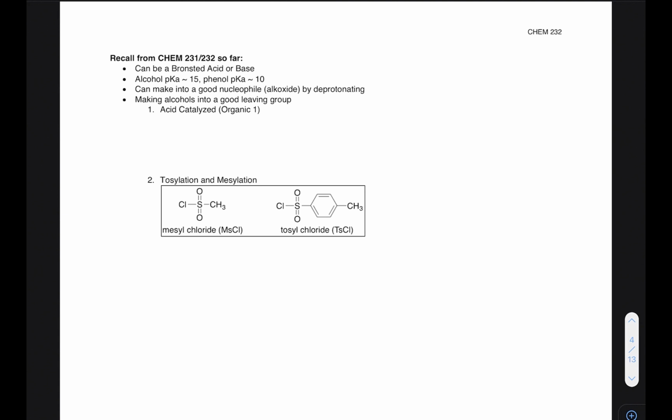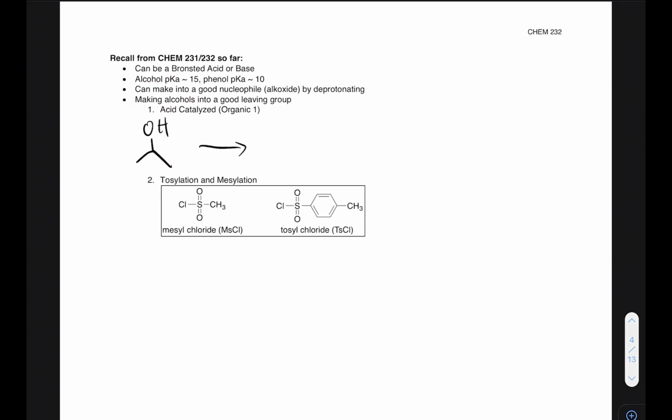a bad leaving group. Leaving groups need to be good leaving groups, especially for SN2 reactions, elimination reactions, and those sort of things. But alcohols can be made into good nucleophiles by deprotonating, like we've seen with recent epoxide reactions, reminding ourselves of those. But we can also make alcohols into good leaving groups. And so one way we can do that is through this acid catalyzation. So starting from isopropyl alcohol here, we're taking ROH and we're going to make it into a good leaving group.